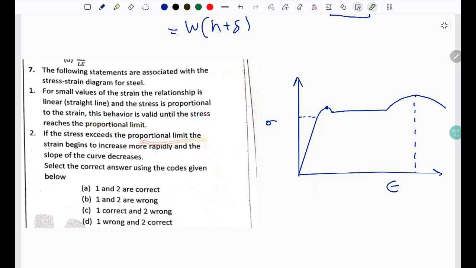If strain exceeds the proportional limit, the strain begins to increase more rapidly. Yes, it increases more rapidly, and the slope decreases. Yes, the slope also decreases. So both are the correct statements.